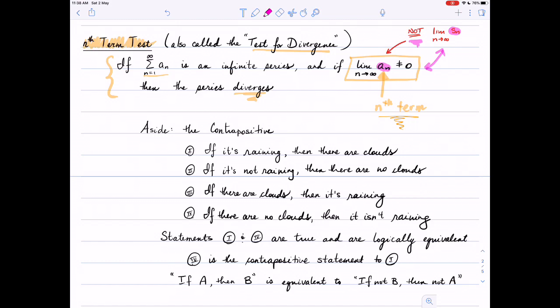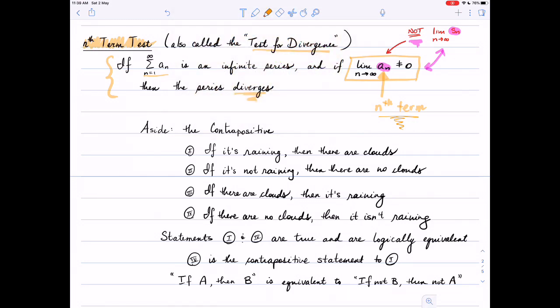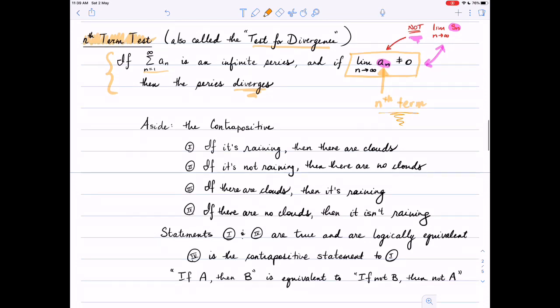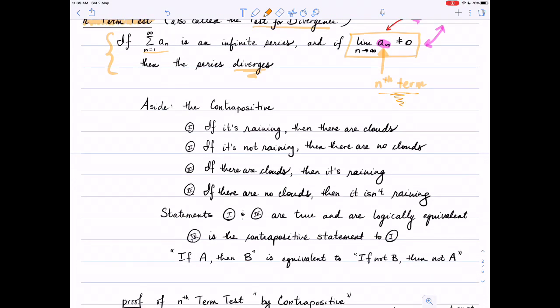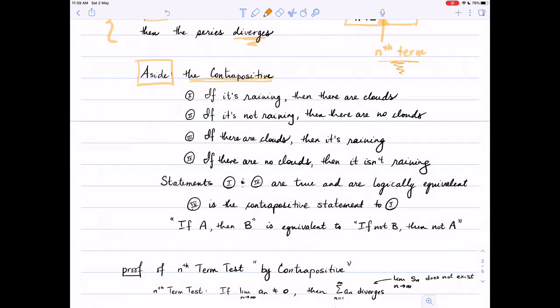Now, to prove this, we need a little bit of logic underpinnings, of understanding how logic statements work. In particular, we need to know something about the contrapositive. So let's just take a moment here and figure out what the contrapositive is. Well, not figure out, I'm going to tell you what the contrapositive is. And when we do the proof of the nth term test, we are going to do it by using the contrapositive.